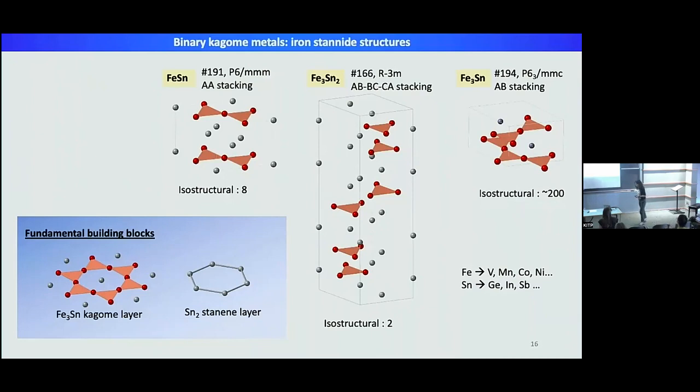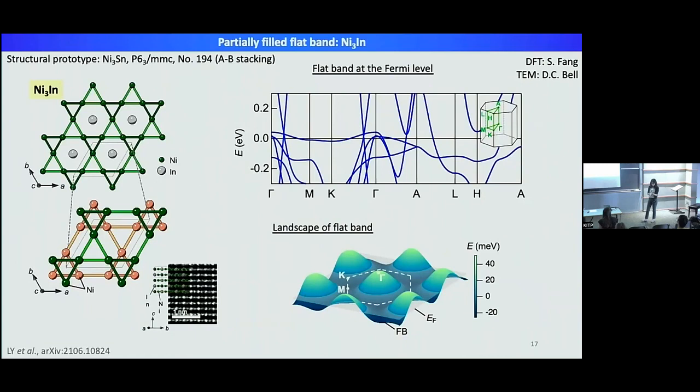Right. So this would bring us to the system I really want to talk to you about today, which we believe we managed to bring the flat band to the Fermi level. And the material itself has the composition nickel-3 indium. So instead of tin, you have indium in the center of the hexagons of the kagome lattices. And in a unit cell, there is an AB stacking of the kagome lattices on top of each other. And the stacking pattern can be seen pretty clearly if you do a cross-section using TEM of the atomic structure.